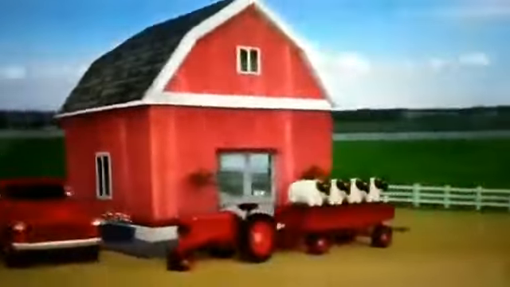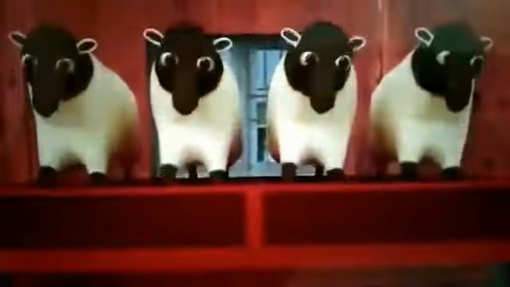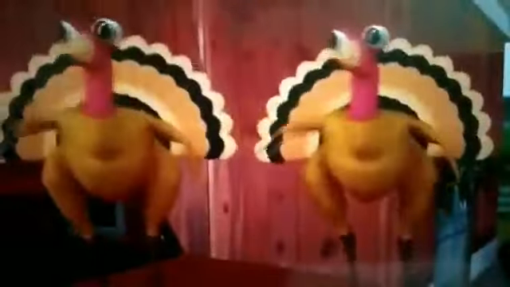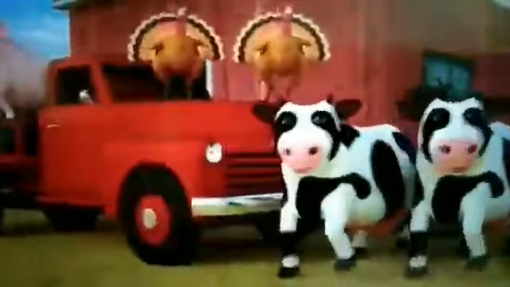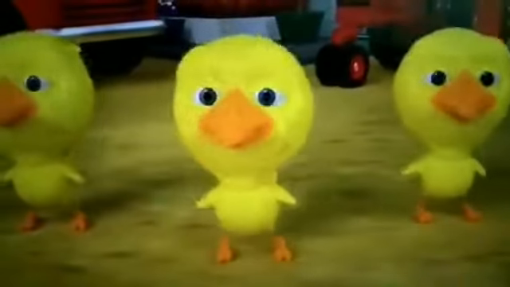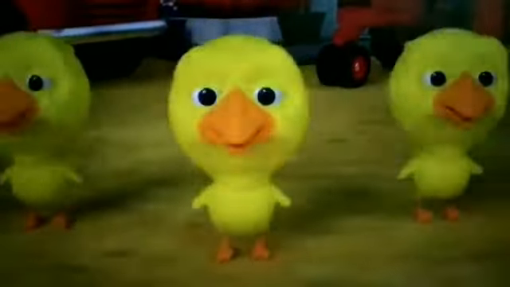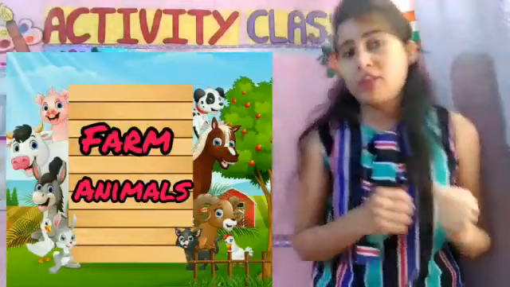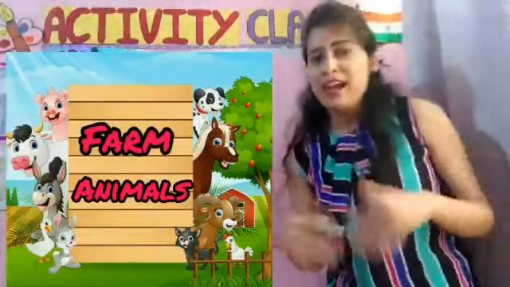Old MacDonald had a farm, E-I-E-I-O, and on this farm he had some sheep, E-I-E-I-O, with a baa here and a baa there, here a baa, there a baa, everywhere a baa, gobble gobble here and a gobble gobble there, here a gobble, there a gobble, everywhere a gobble gobble, oink here and an oink there, here an oink, there an oink, everywhere an oink, moo moo here and a moo moo there, here a moo, there a moo, everywhere a moo moo, buck here, buck there, here a buck, there a buck, everywhere a buck. Old MacDonald had a farm, E-I-E-I-O.